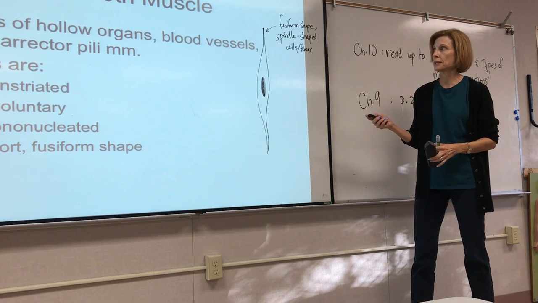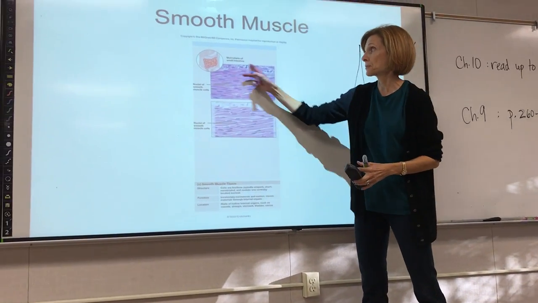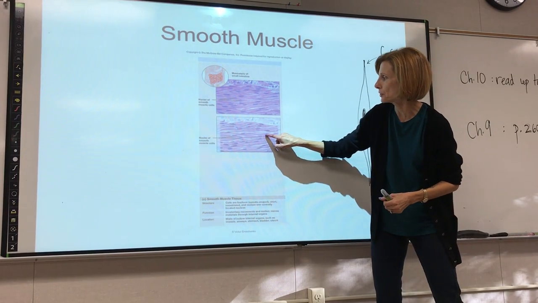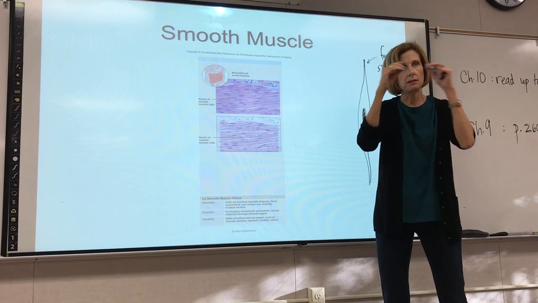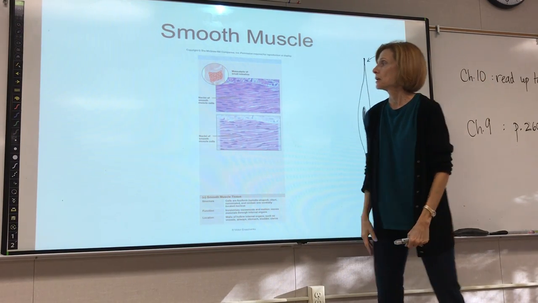So let's take a look at this. This is a good picture of smooth muscle. This is from the wall of an organ. You can see the shape of the cells if you look at the drawing here, but notice in this photograph, you really cannot see the individual cells. Kind of looks like dense regular tissue.